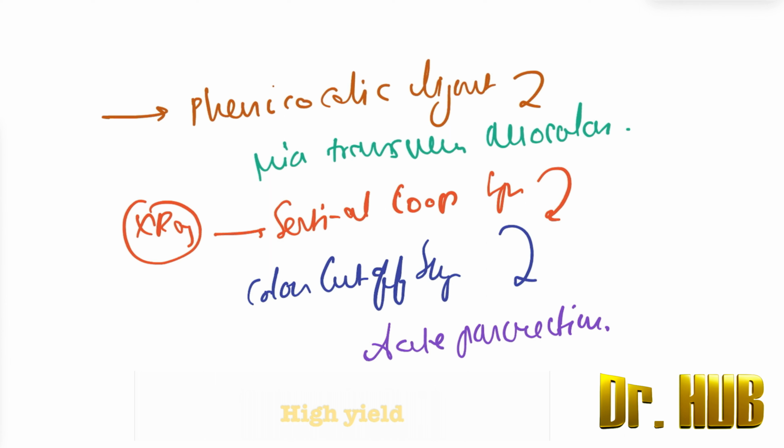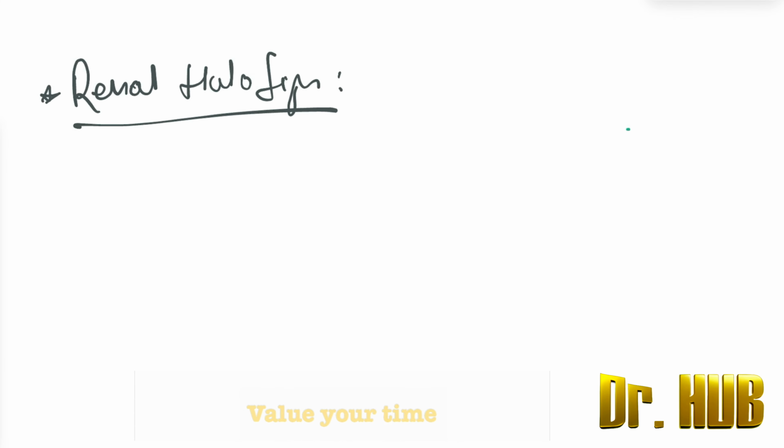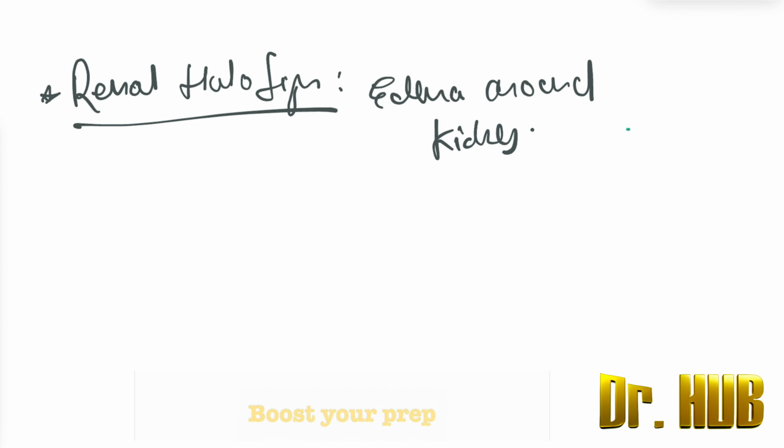Then we also need to know something known as the renal halo sign. So what is meant by the renal halo? The renal halo sign is nothing but edema around the kidney, due to the involvement of the paranephric fat.